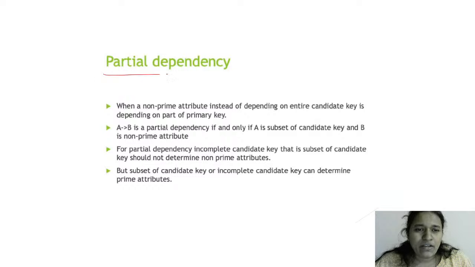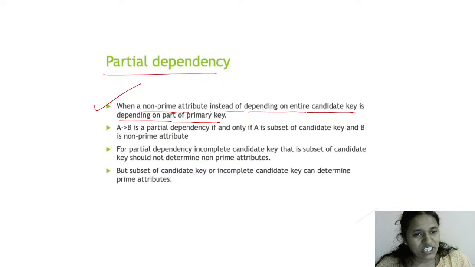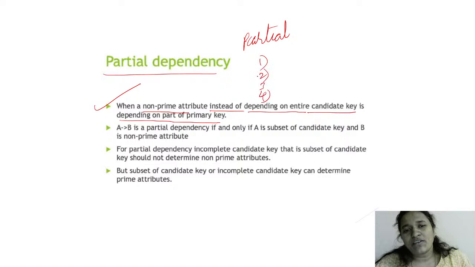This is the definition of partial dependency: when a non-prime attribute, instead of depending on the entire candidate key, is depending on part of the candidate key. You have to remember this type of written definitions also, friends. Nowadays questions are coming on definition base. Maybe they will give four answers, and from that we have to select which is the definition of partial dependency.